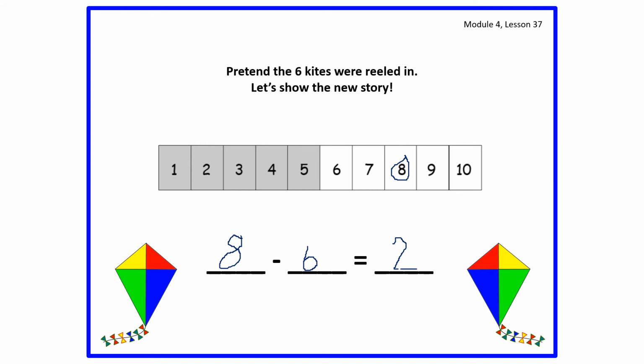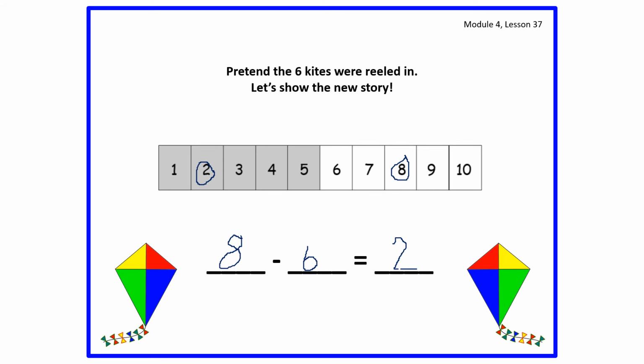my number path to show. So we're taking away 6 and we have 8. So taking away means going backward, right? So I'm starting at 8 and I'm taking away 6. Are you ready? Count with me. 1, 2, 3, 4, 5, 6. How many do we have? 2. So was your math right?